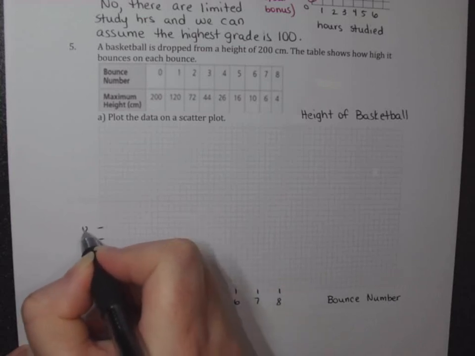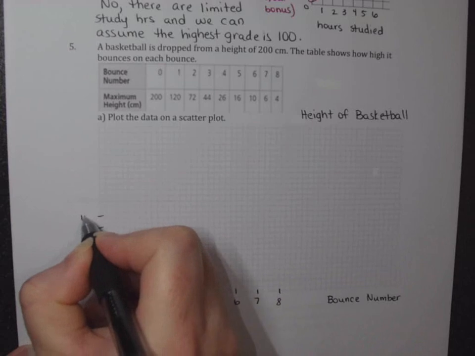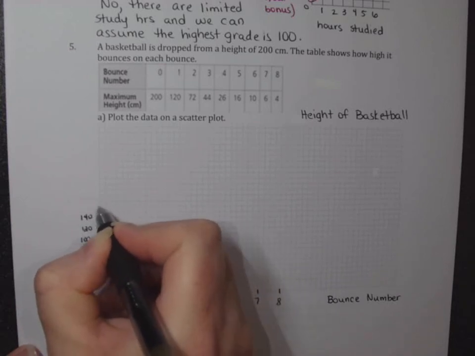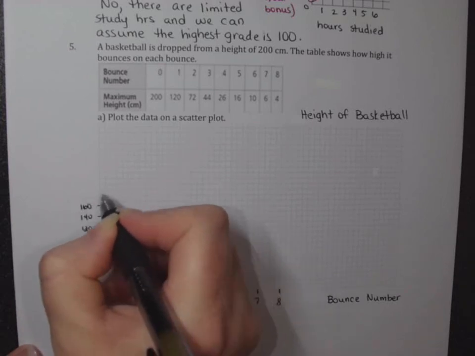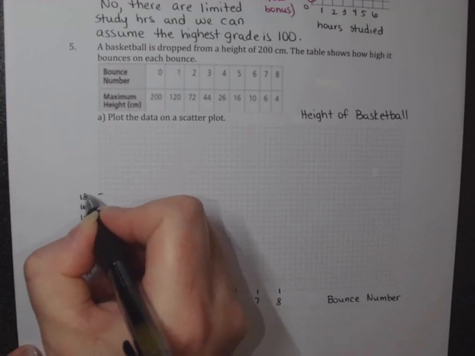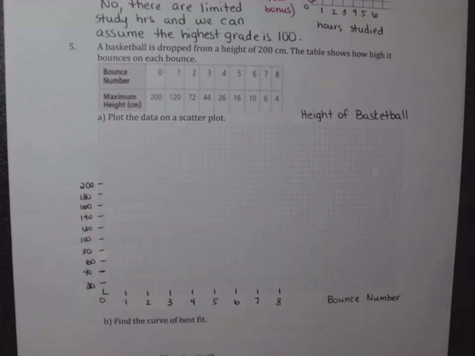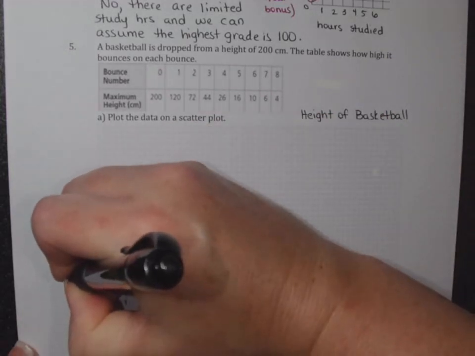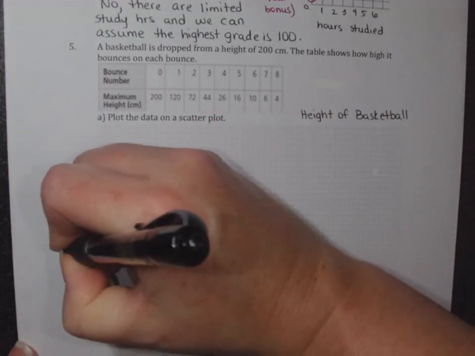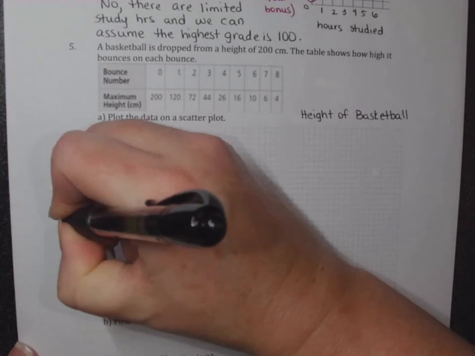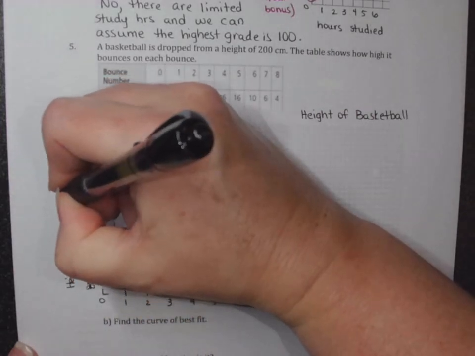So on the test, you don't have to pick the same scale that I would, but you do need to pick a scale that is including all the numbers and that is kind of even all the way around. In other words, it needs to be consistent. So this is the height of the bounce in centimeters.